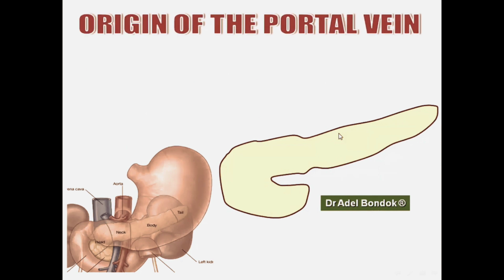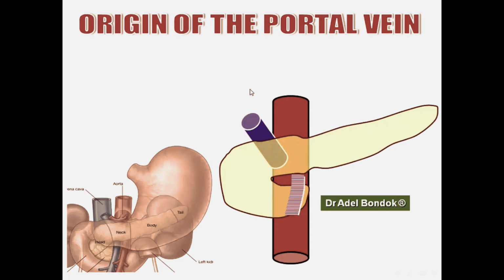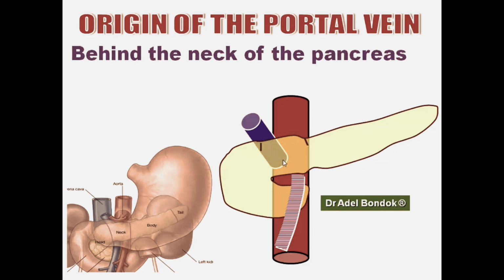Let us talk about the origin of the portal vein. Let us see here some landmarks. This is the pancreas, uncinate process, head, neck, body, and the tail. This is the abdominal aorta. This is the superior mesenteric artery in front of the uncinate process, and this is the portal vein. The landmark of the origin is the neck of the pancreas. So it takes origin behind the neck of the pancreas by the union of two veins.